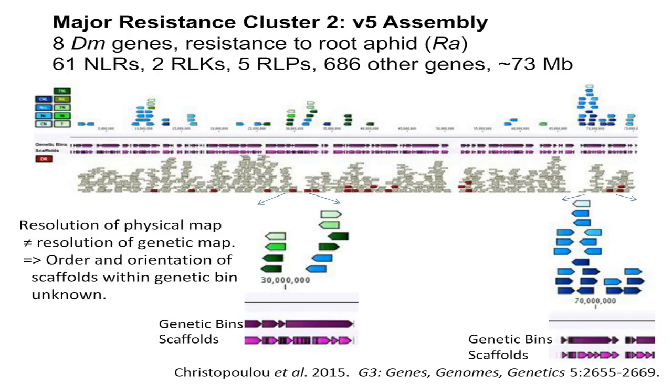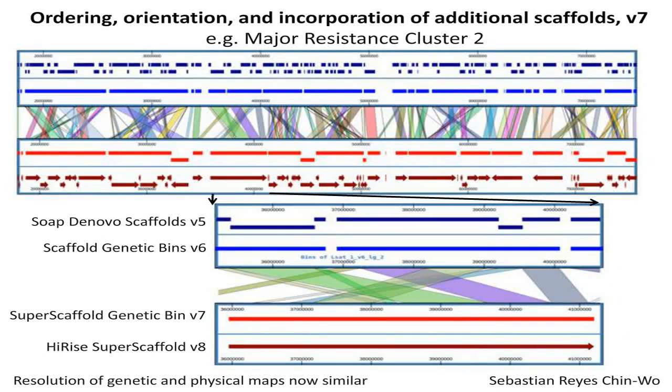If you go to the lower half of this slide, you can see the gene models predicted there, and it's a mixture of both the so-called CNL type and the TNL type. And we have these genetic bins, so the genetic resolution here. What you see, though, is that the genes are sometimes within a genetic bin, and we don't know the order or the orientation of the scaffolds within the genetic bin.